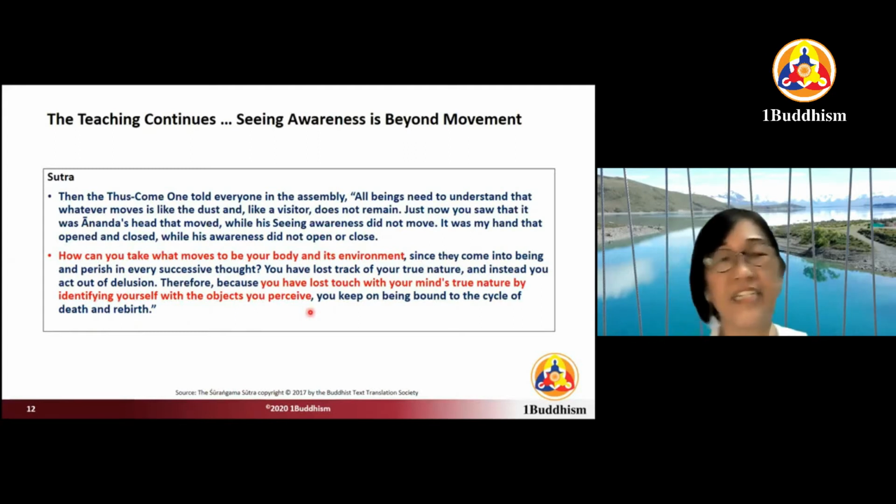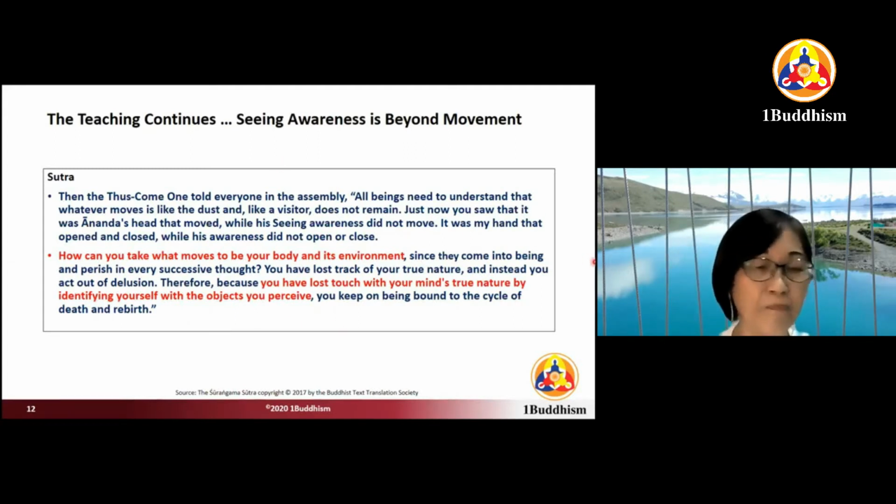So here, in this passage, the Buddha admonished the assembly. What the Buddha said was, in layman's terms, since you understand that everything that moves like the dust and the visitor does not remain, why do you take your physical body and the environment that you're in to be real? Sounds like the Buddha is also talking to us, isn't it?